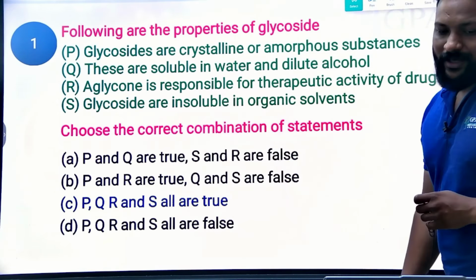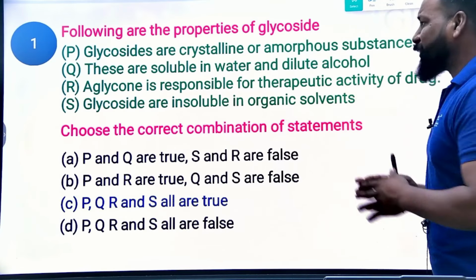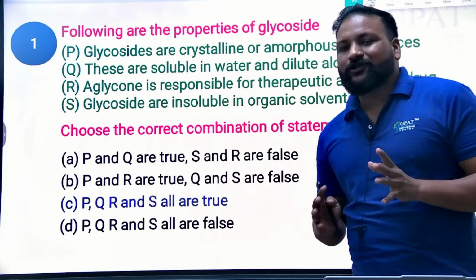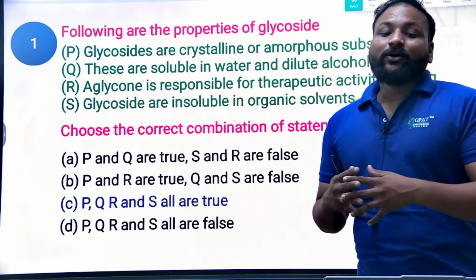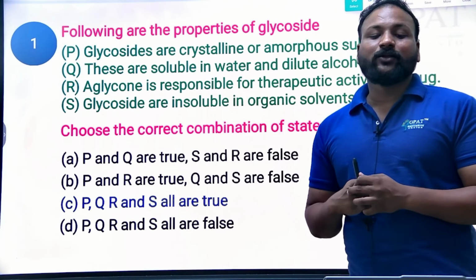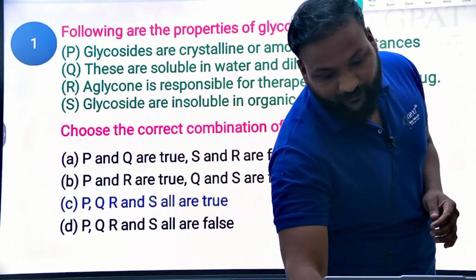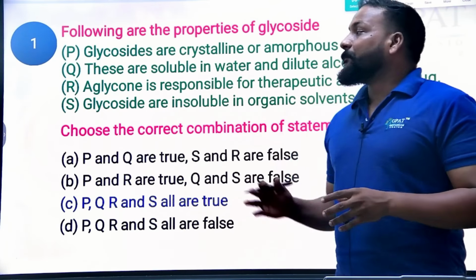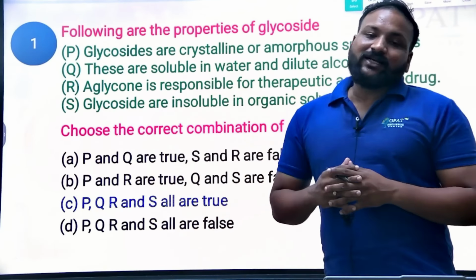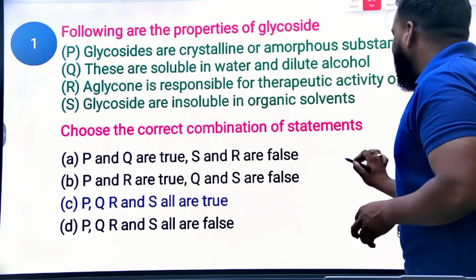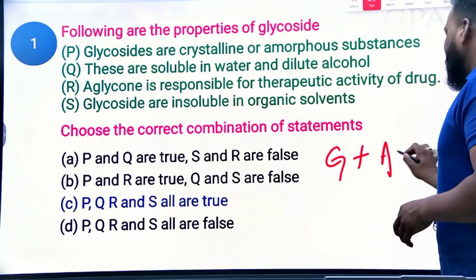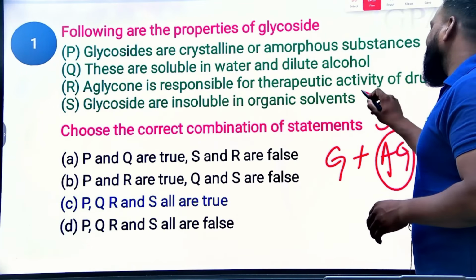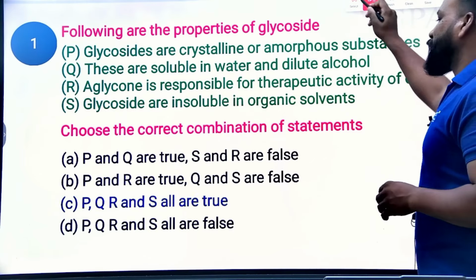Glycosides are crystalline and amorphous compounds, and they are soluble in water and dilute alcohol only. They are not soluble in organic solvents. Glycosides contain glycone and aglycone moieties, which means a non-sugar moiety here. And this aglycone moiety is responsible for the therapeutic activity. That is true. So option C is correct.